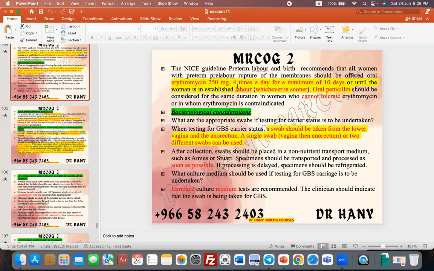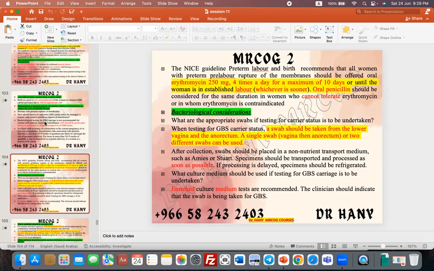If she has rupture of membrane only in preterm, you see expectant management. Erythromycin until she is in labor, then I will give her intrapartum antibiotic prophylaxis. GBS. A lot of tricks.